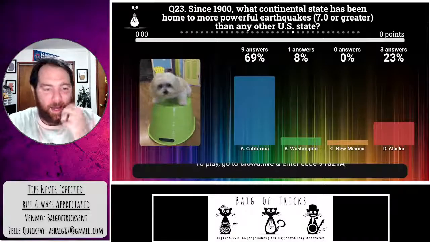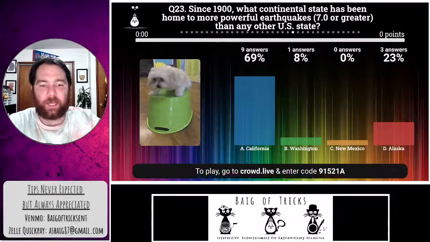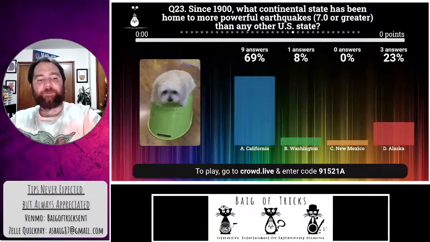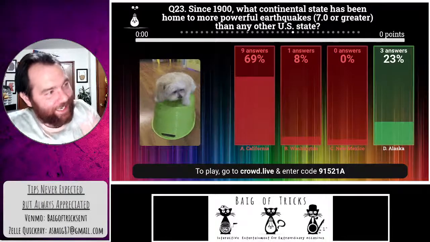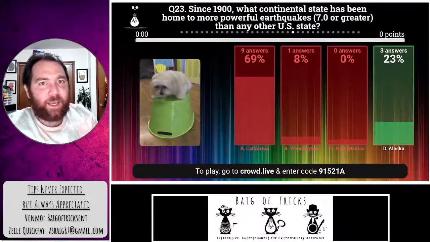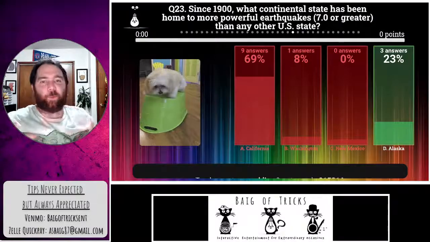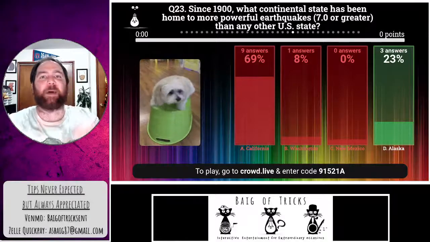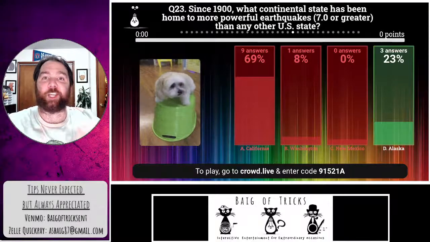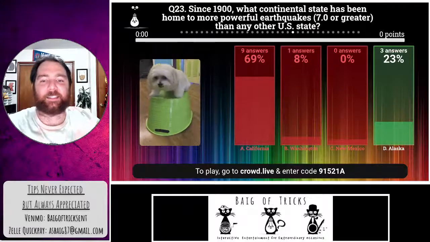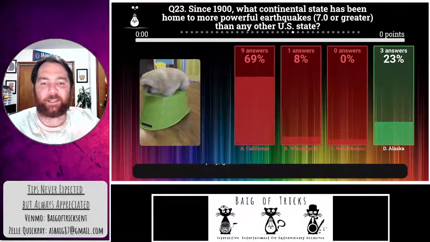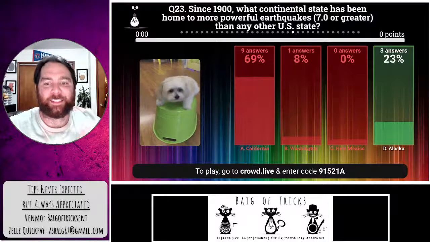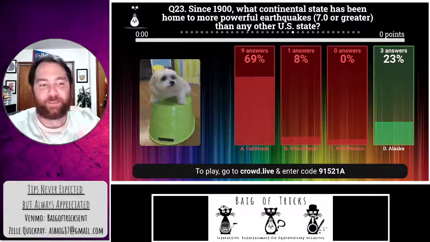Everybody's in. 1 person said Washington. 3 people said Alaska. 9 people said California. Correct answer is Alaska. Now, certainly, California's earthquakes will tend to be much more devastating. There's a higher population of buildings and people packed in. But Alaska, being the gigantic state that it is, and where it's placed, has seen many, many, many powerful earthquakes. We just don't really hear about them because they don't do much in terms of damage.